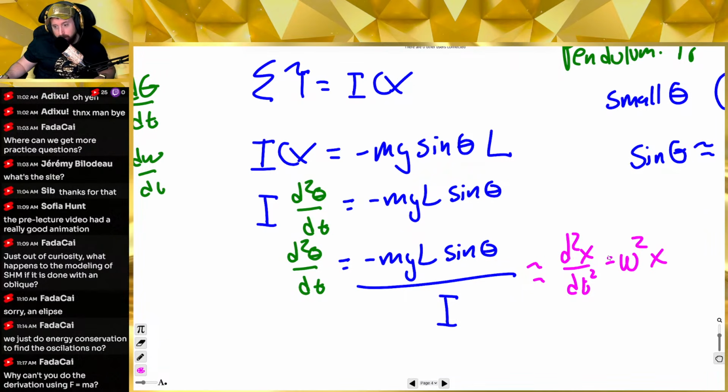Omega squared is k over m. Except that this is now the omega. But it would be nice if this was just theta. This is where we make the small angle approximation. We say that for angles that are less than 15 degrees, sine of theta and theta differ by less than 1%. And 1% is insignificant, right?